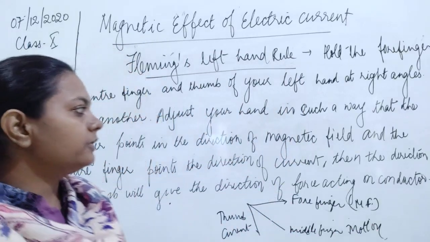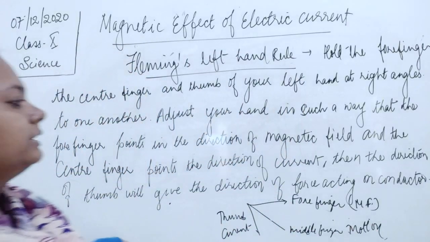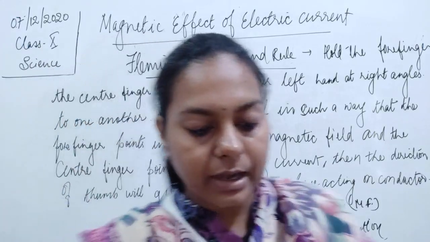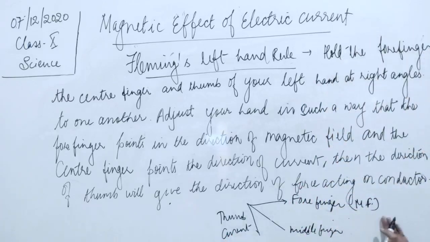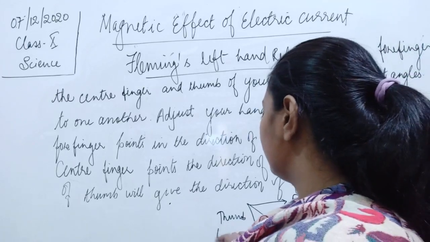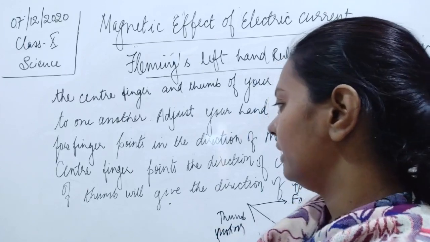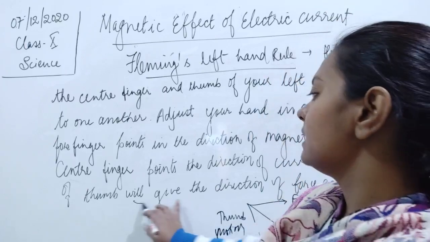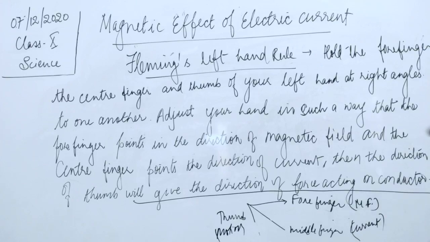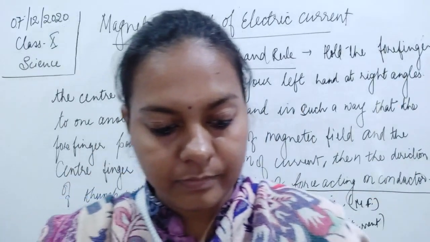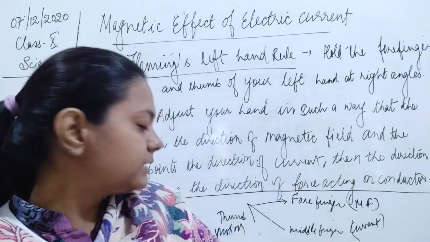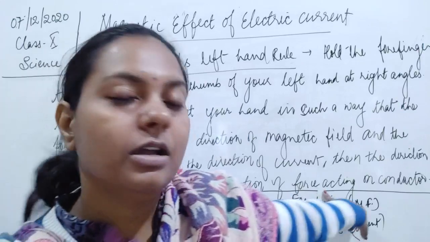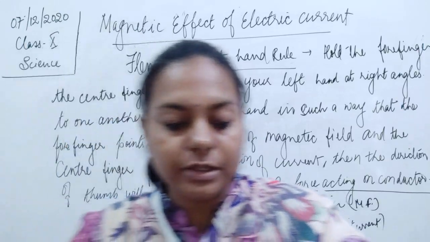So children, this was about the Fleming's left hand rule, which tells you that the 4 finger always points the direction of the magnetic field. The current is always provided by the middle finger, and the thumb will provide the direction of the motion of the coil. ठीक है, this provides the motion of the conductor or the force acting on the conductor. So this was about the Fleming's left hand rule.